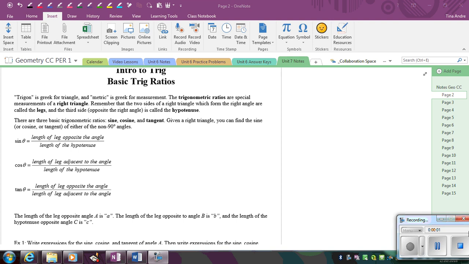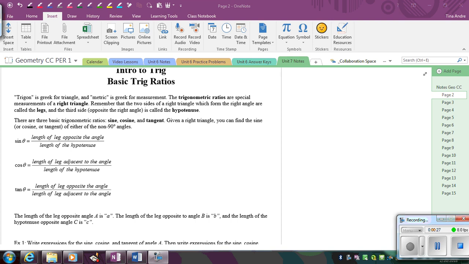In this video, we're going to learn the basic trig ratios. So you've probably heard of trigonometry before. If you think about the breakdown of trigonometry, trigon is the Greek word for triangle, and metric is Greek for measurement. So together we're talking about triangle measurement. And specifically, what we're going to talk about in this lesson is the trigonometric ratios.